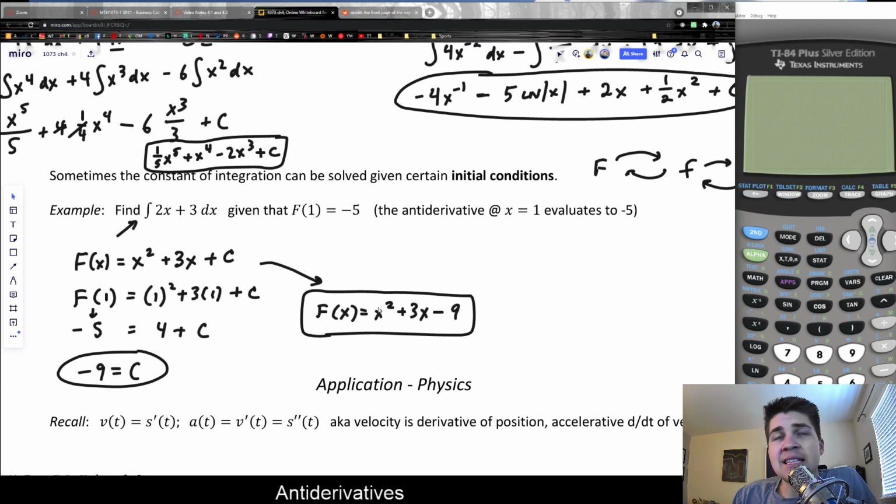And again, obviously, this is called an antiderivative function. If we take the derivative, we'd get 2x plus 3, plus 0. And so we can see that this is one of the antiderivative functions of the original. Again, it's just one specific answer based on those conditions.